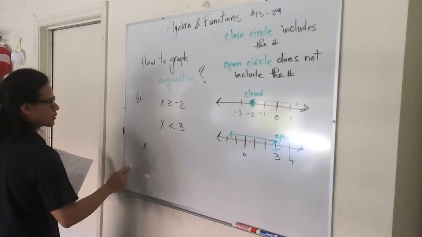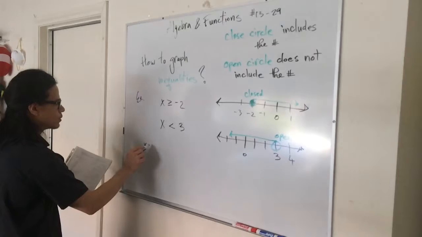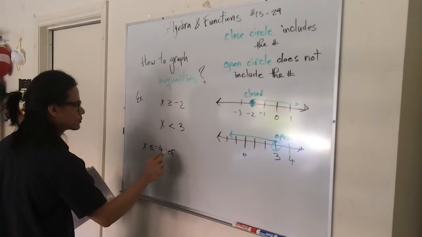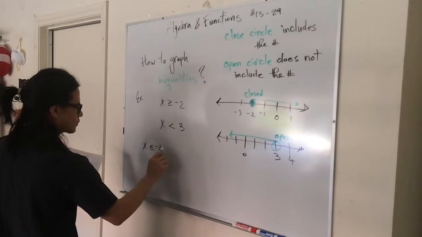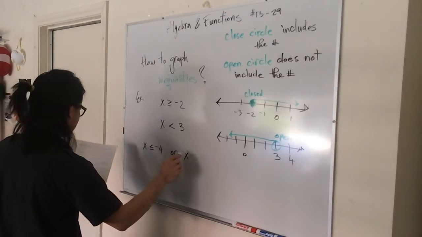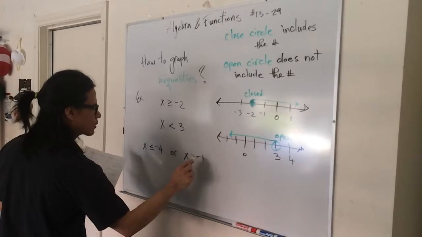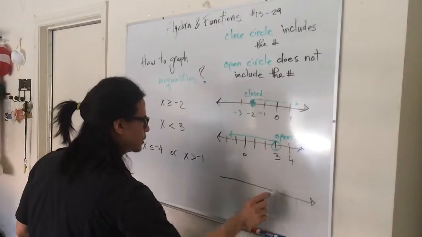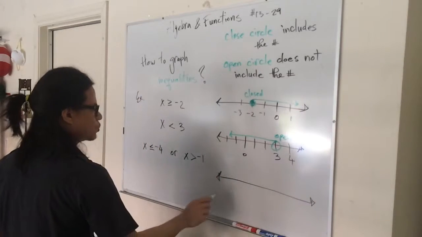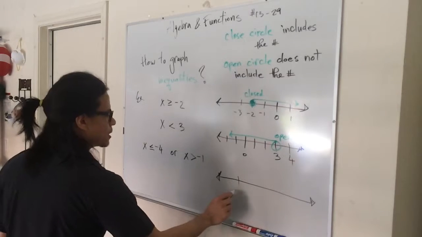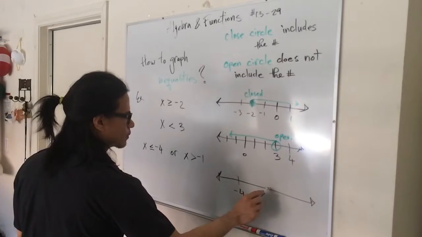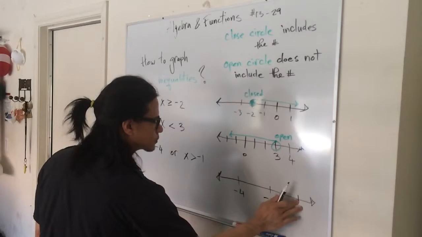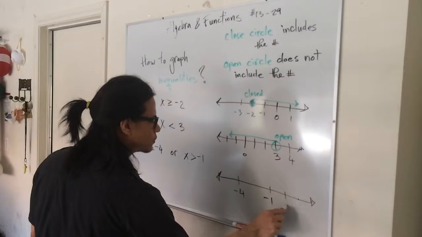Sometimes you might see a 2-in-1. For example, you have x is less than -4, or x is greater than -1. Okay, so if you were to graph out this line here, you would find your place at -4, -1, and usually it's good to have 0 as a reference here.